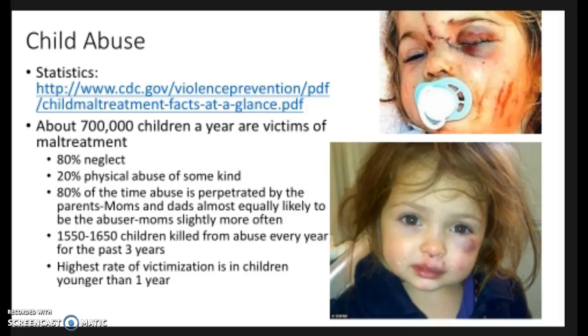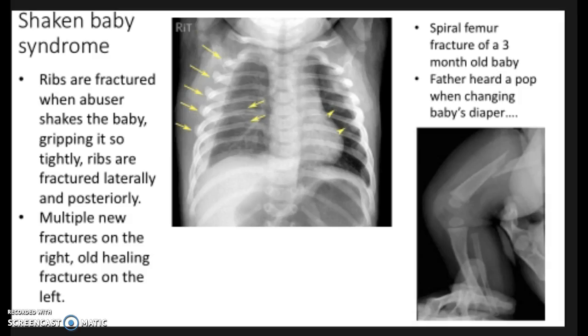700,000 children a year are victims of maltreatment. It's just so disturbing, and I'm sorry, but you're going to see it out at the sites, and you need to be aware of what your responsibility is. Shaken baby syndrome. This is where the ribs come in. Ribs get fractured when whoever's abusing the child shakes the baby and they're gripping their ribs so tightly it fractures the ribs. This is a 2-month-old child. 2 months. It's just unfathomable to me.